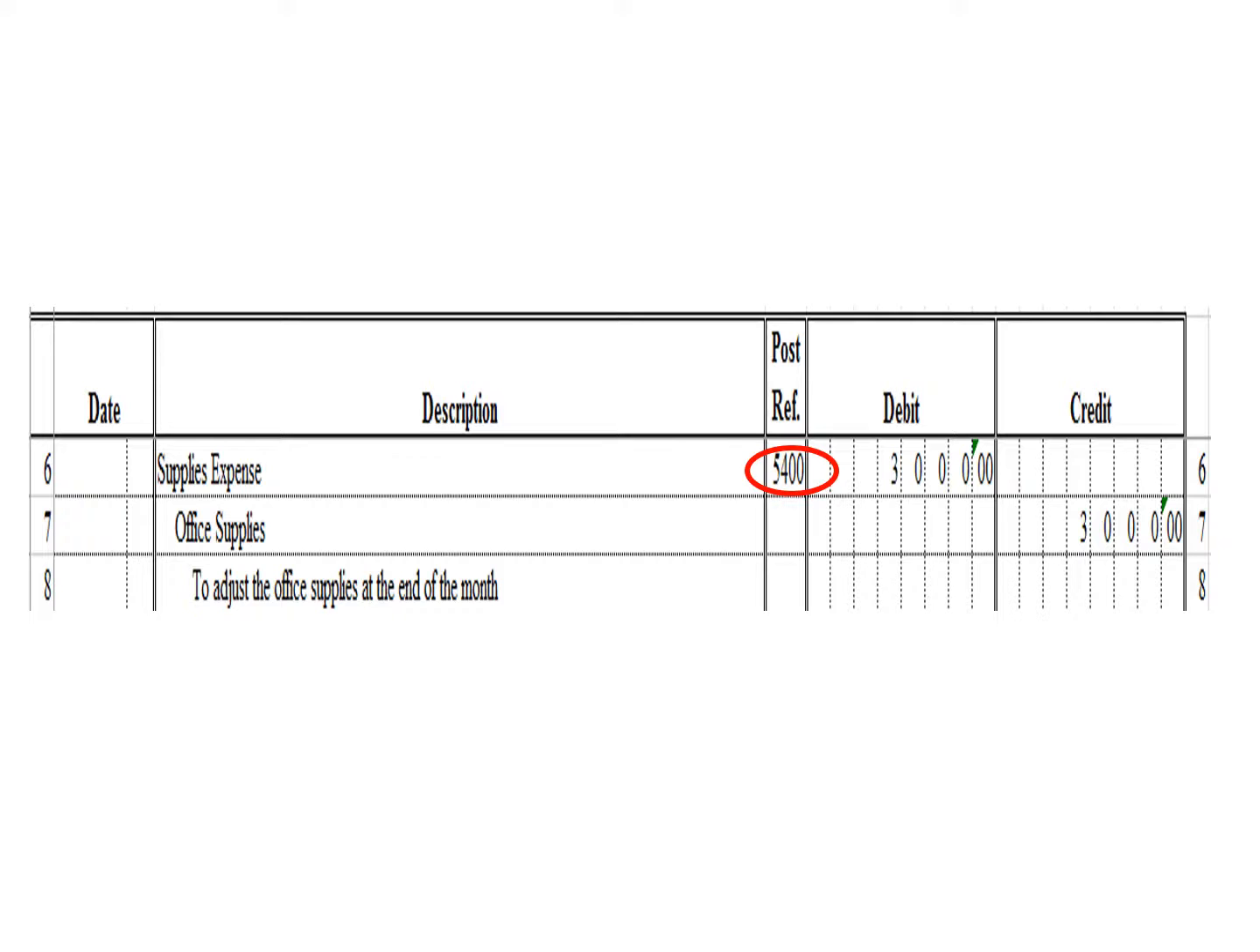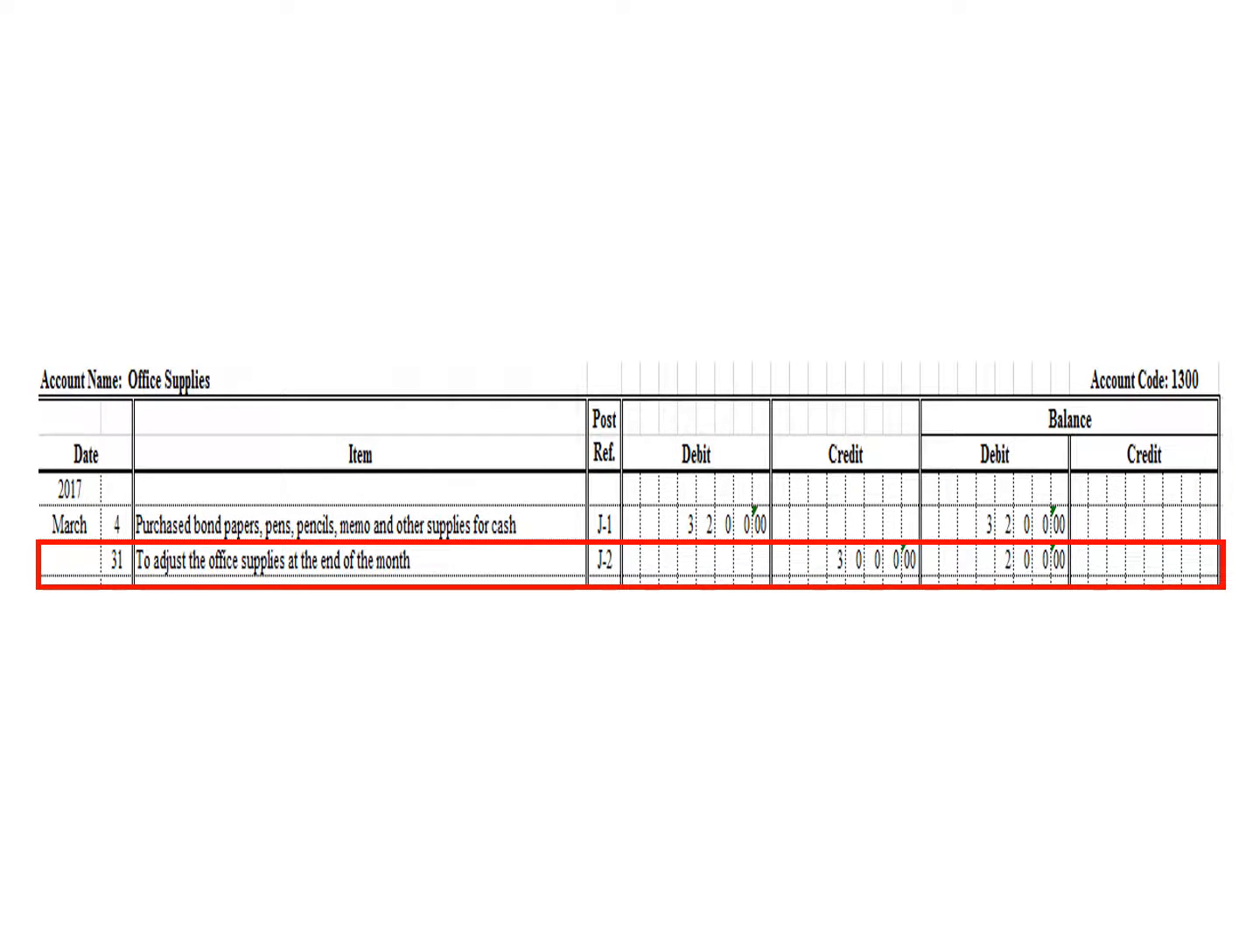Let us post the credit entry, office supplies, 3,000 pesos. In the office supplies ledger, we write the date, 31. The description, to adjust the office supplies at the end of the month. Posting reference, J2. Under the credit column, we write the amount, 3,000 pesos. In the balance section under the debit column, we write 200 pesos.